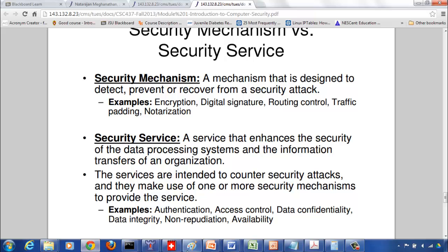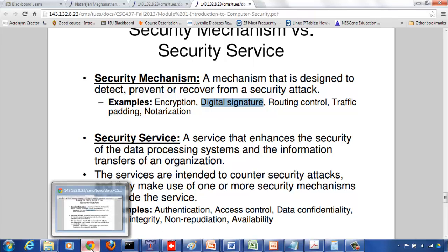For example, we can achieve data confidentiality by encrypting the data. So data confidentiality is a service, whereas encryption is a mechanism that helps us to provide that service. Similarly, data integrity is a service, and we can make use of schemes like digital signatures as well as encryption to obtain data integrity. So you could explain things like that using examples.